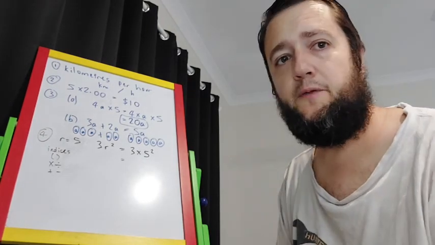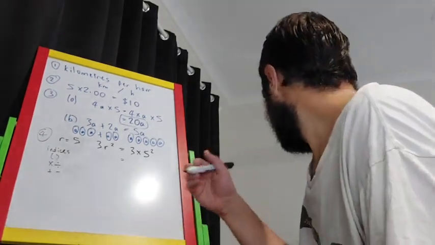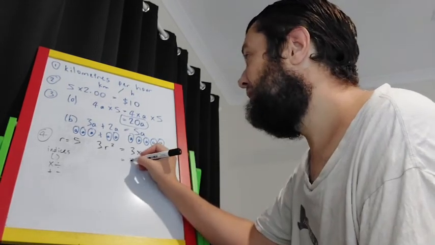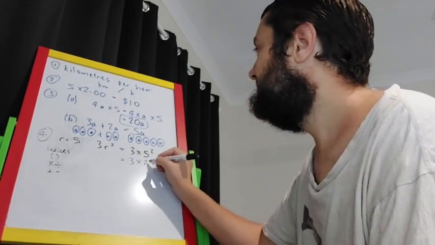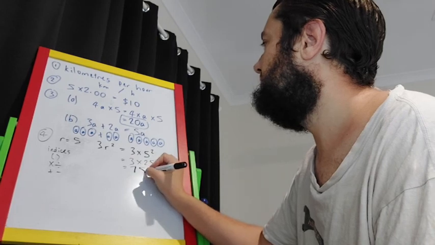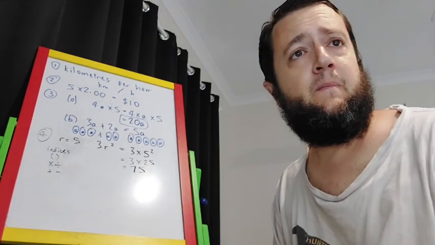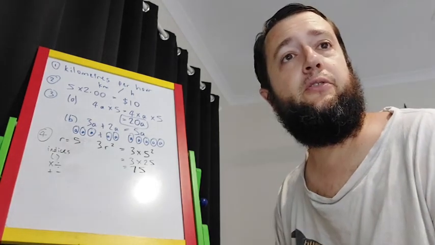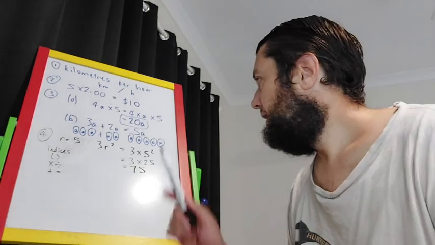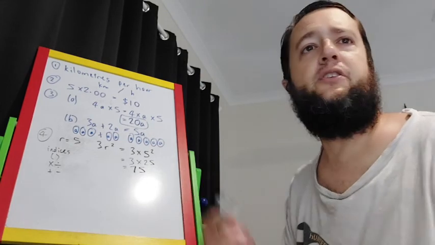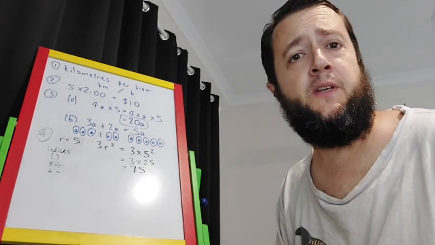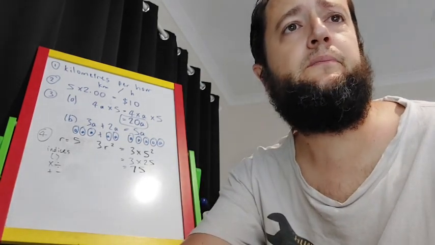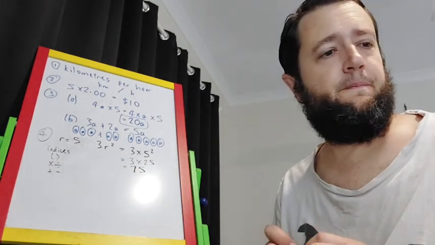5 squared is 5 times 5, which is 25. So we get 3 times 25, which is 75. All right. Now, it says to circle the answer, so you should have circled B, and then you should have shown that working to justify your calculation. That's question 4. Question 5.